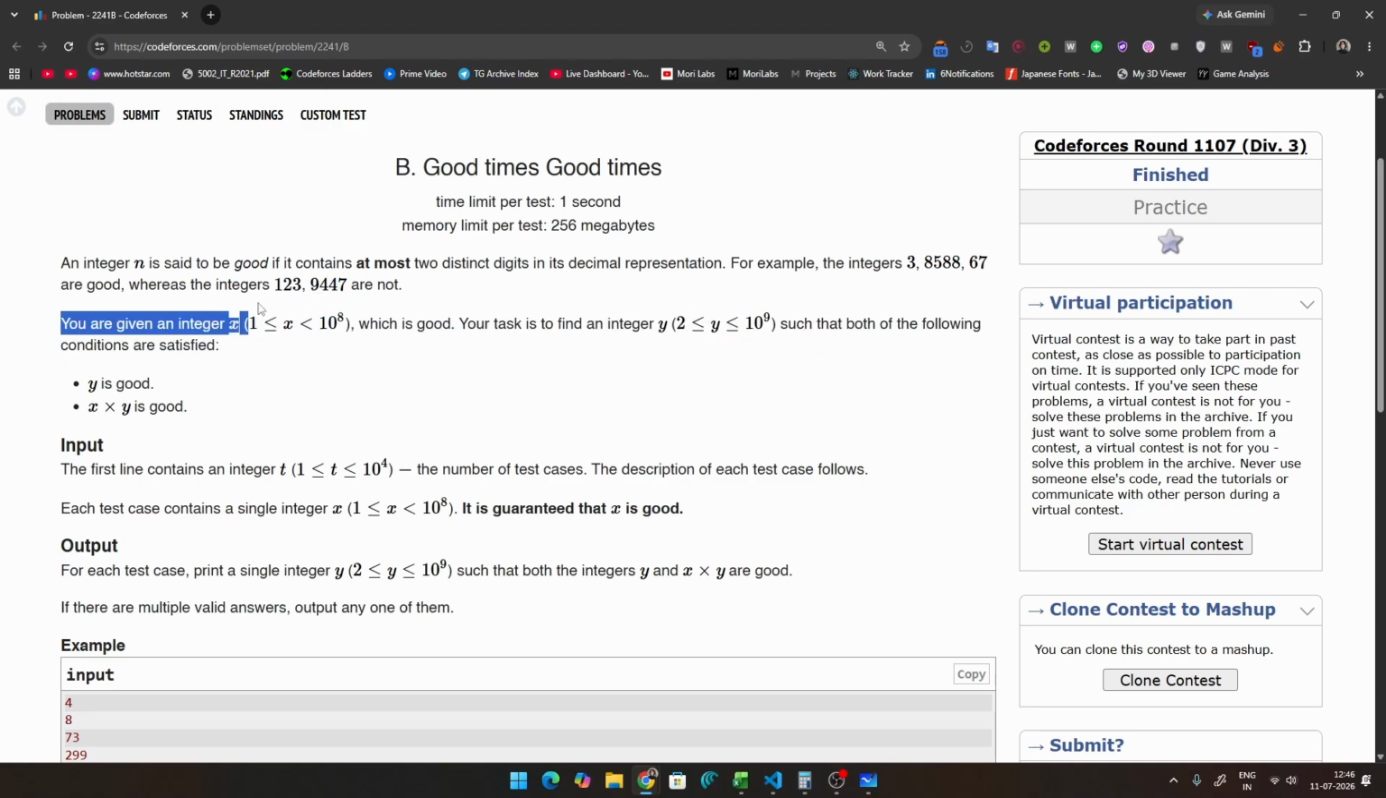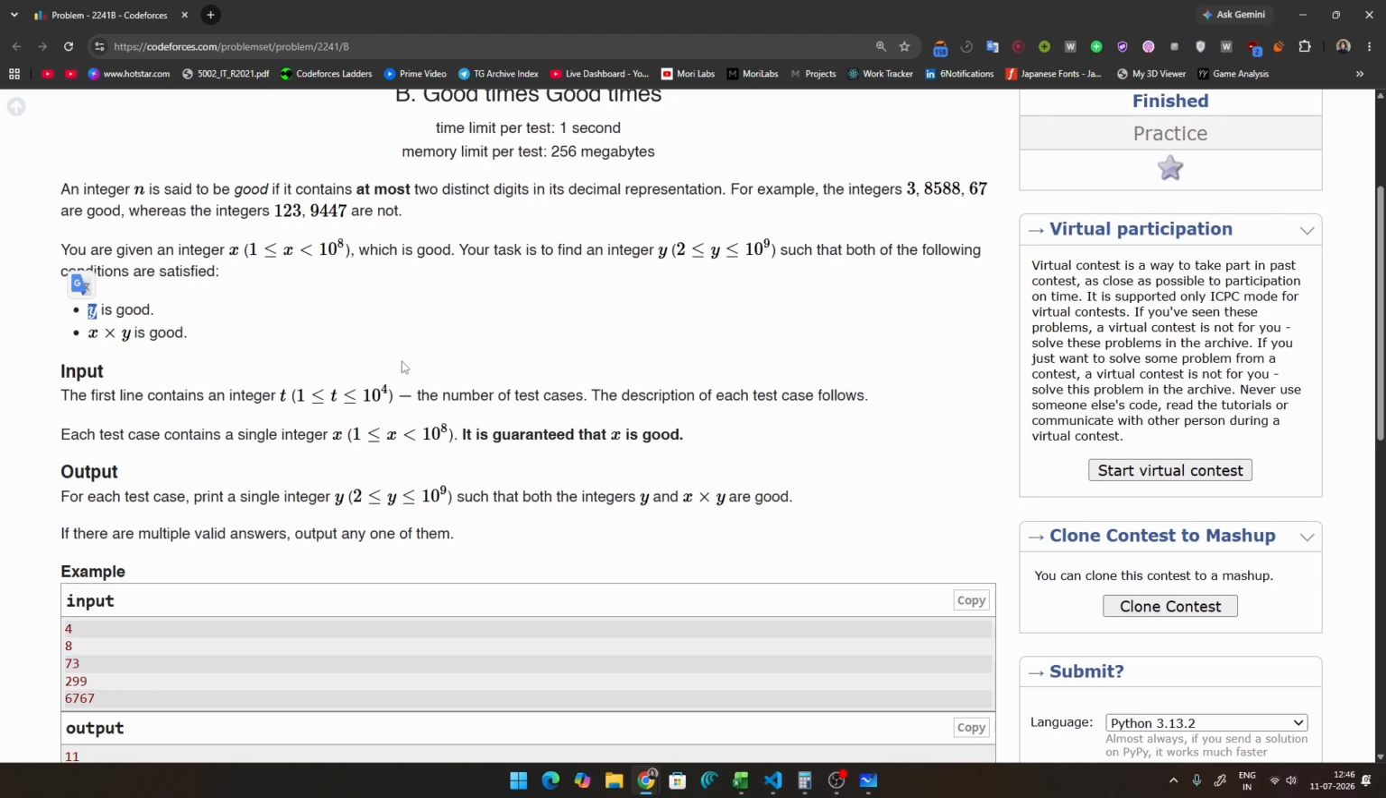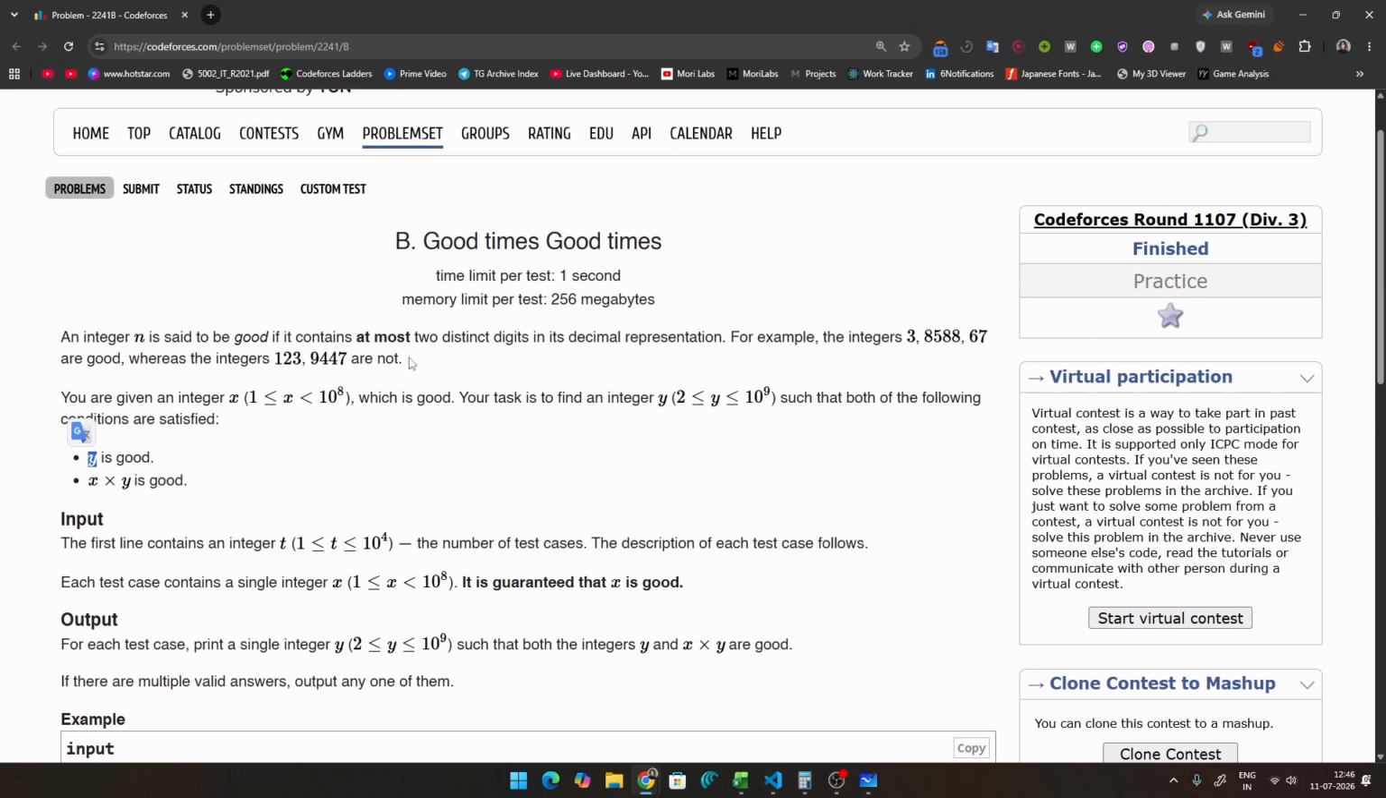You're given an integer x, and x is from 1 to 10 power 8. This is important. Your task is to find an integer y, from 2 to 10 power 9. This is also very important, such that both of the following conditions are satisfied: y is good, and x into y is good. So what does that mean? y's value should contain at most two distinct decimal digits. And x into y should also contain at most two distinct decimal digits.